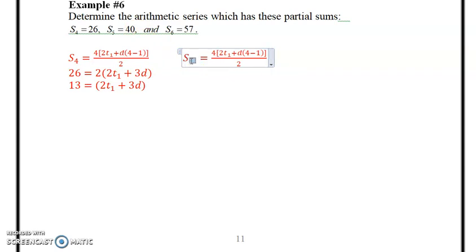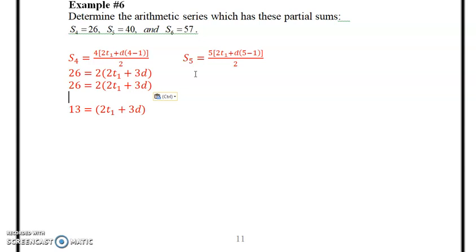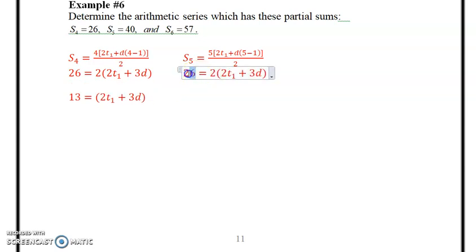So now we'll do the fifth one. The sum of five would equal, so anywhere we see n, we put 5 instead of 4. That's the only thing that's going to be different here. Then we'll substitute in what we know and simplify. We end up with the sum of the first five terms, which is 40. Of course that was 5 divided by 2, so that would be 2.5, times the bracket 2t1 plus 4d.